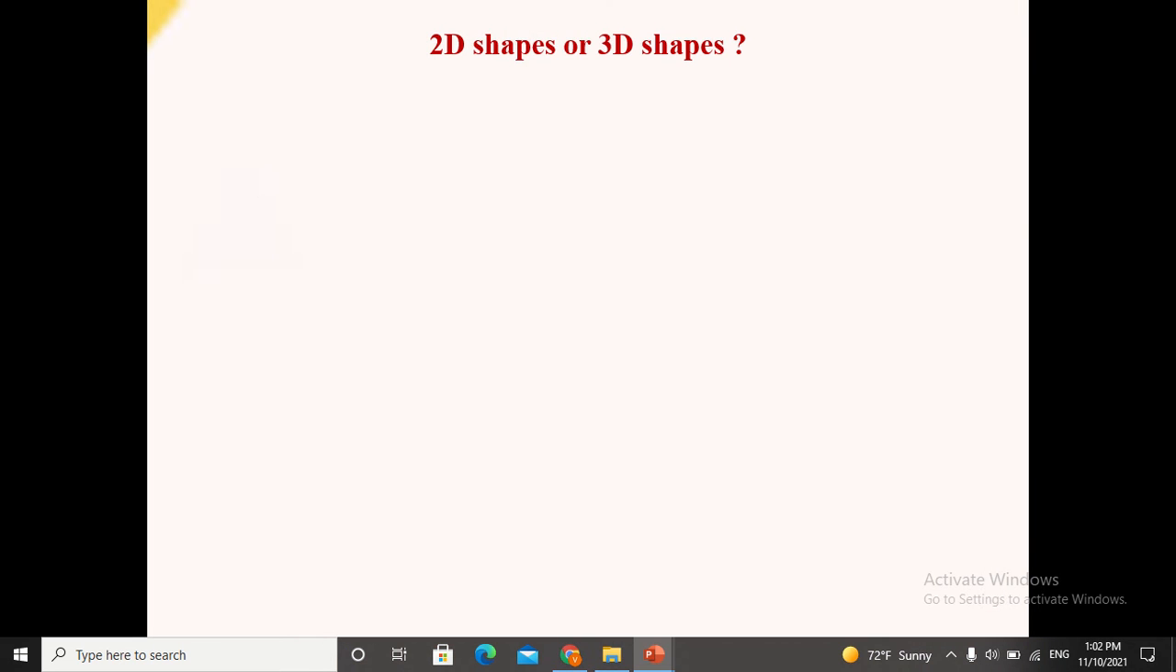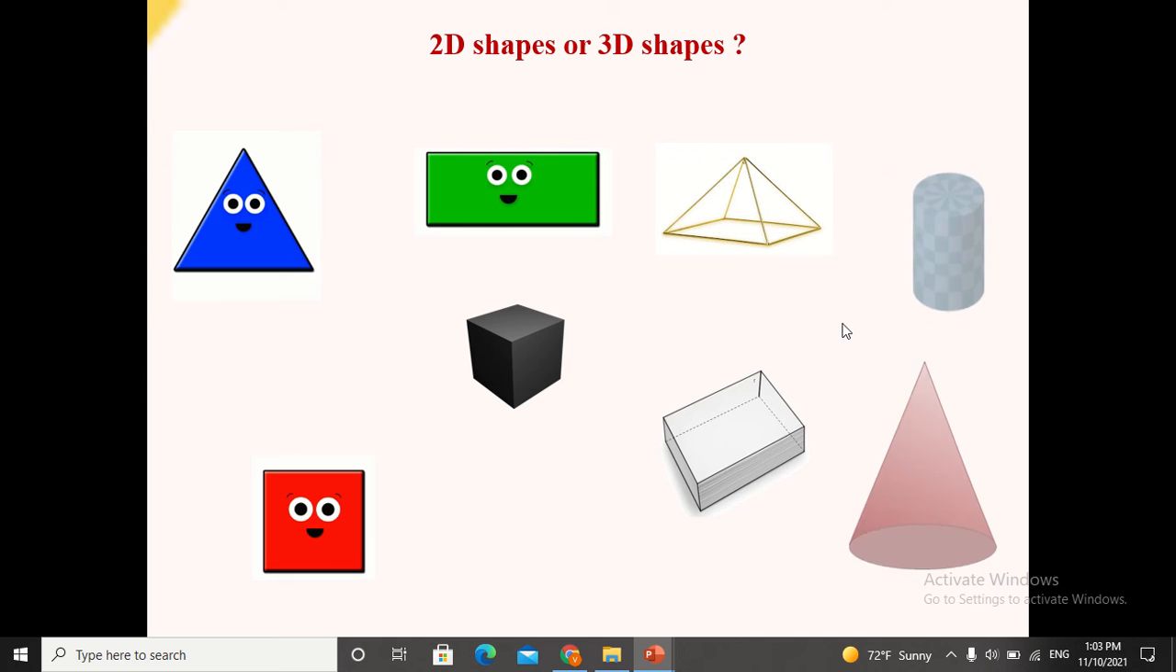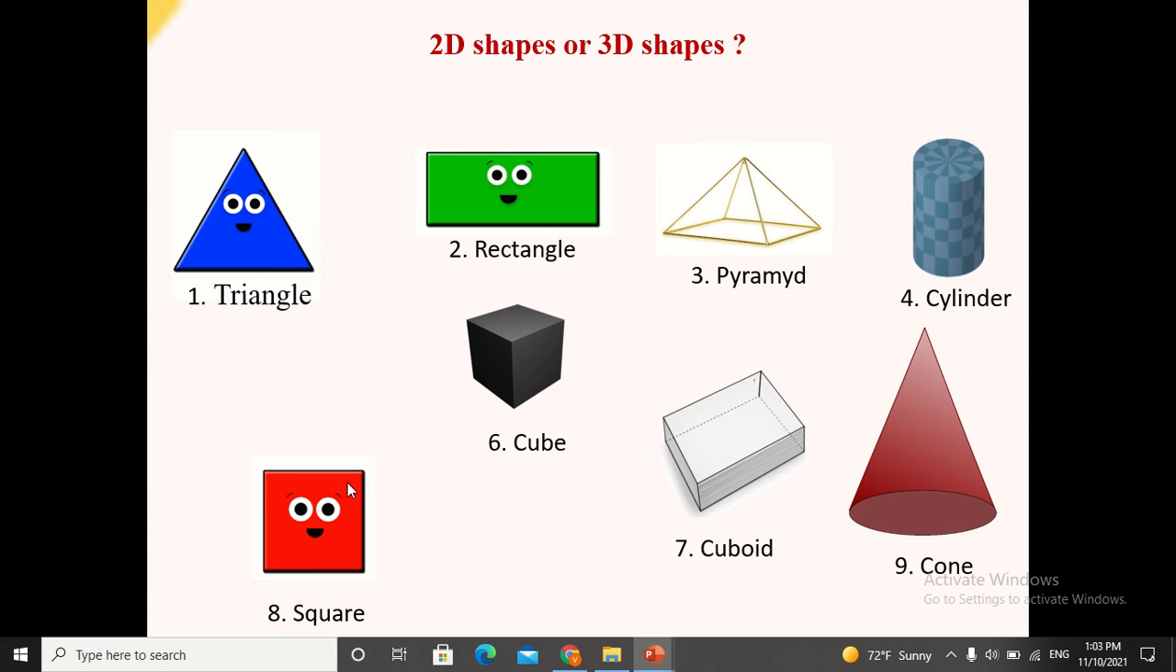2D shapes or 3D shapes? There are 8 shapes. How many shapes are 2D? Shapes 1, 2, and 3: this is a triangle, rectangle, and square. The rest of the shapes are 3D shapes: pyramid, cube, cuboid, cone, and cylinder.